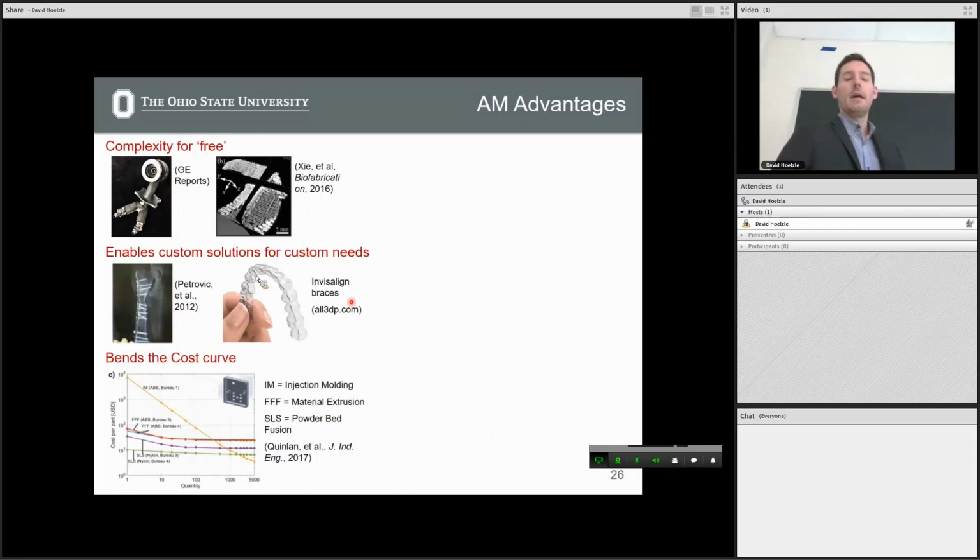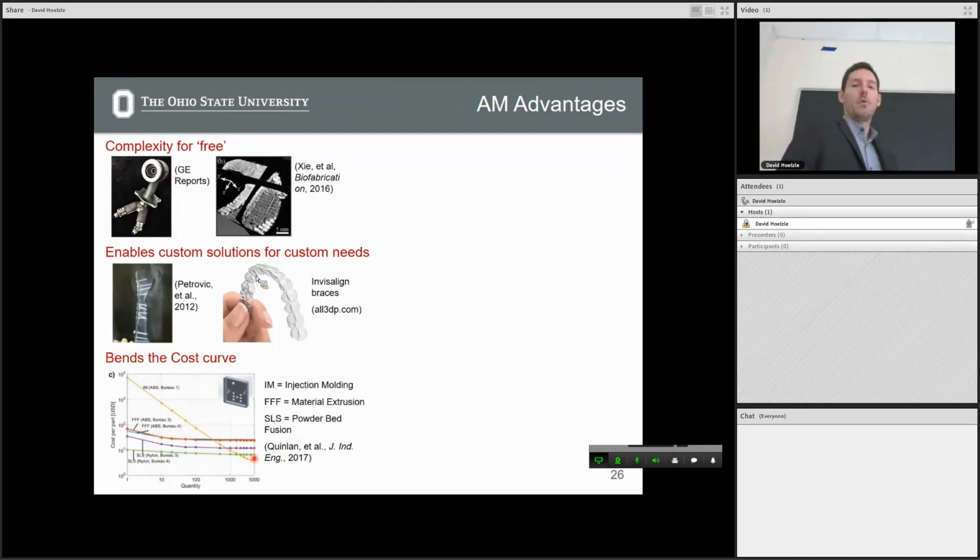The other reason why AM is quite powerful is because it bends the cost curve. I don't know how well you can read this, but injection molding is a very common way in which you make plastic parts. If you want to get your production going for injection molding, you're talking somewhere around $100,000 to build your core and cavity set to produce just one part. And of course, the more parts you produce, your cost per part goes down with injection molding. So when you get somewhere in the order of 1,000 parts, it becomes quite cost competitive with injection molding.